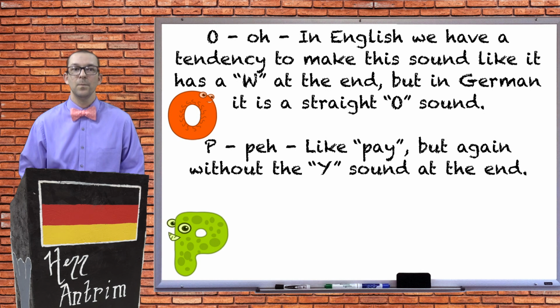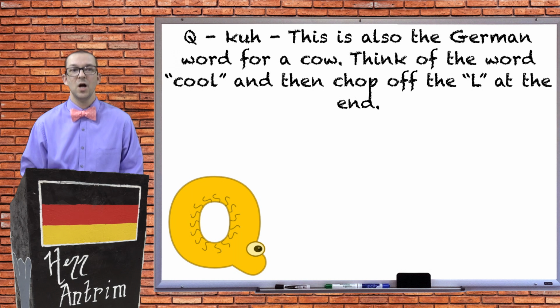Pay. Like pay, but again without that Y sound at the end. Kuh. This is also the German word for a cow. Think of the word cool and then chop off the letter L at the end.